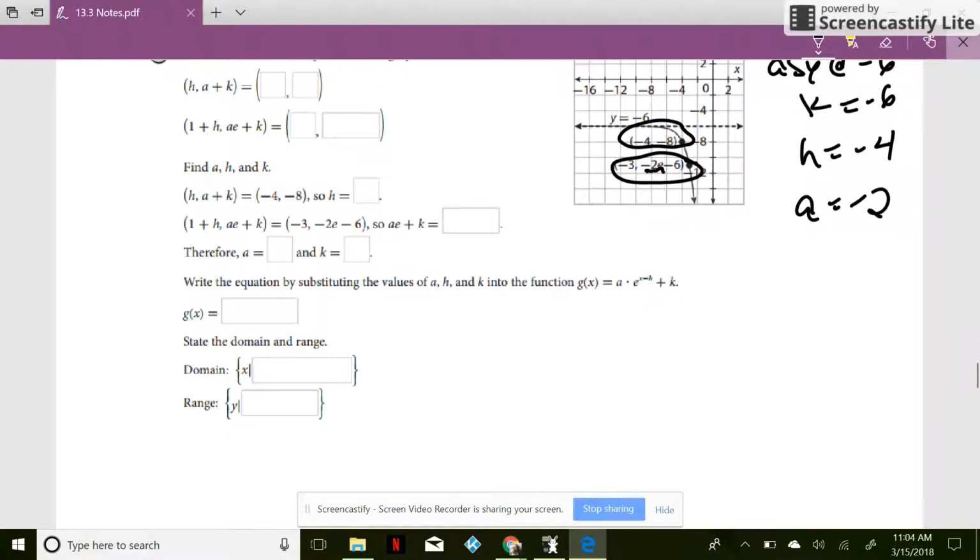So once we know that, our function is going to be -2 times e to the x plus 4, and then -6. So our domain, still all real numbers. Range, we can see y is less than -6.